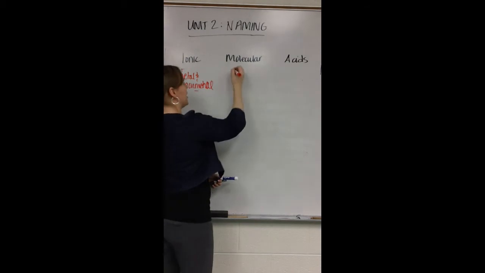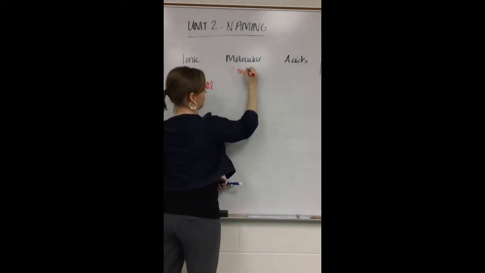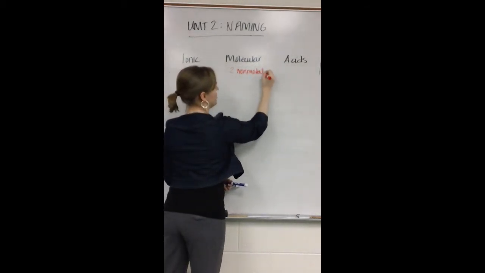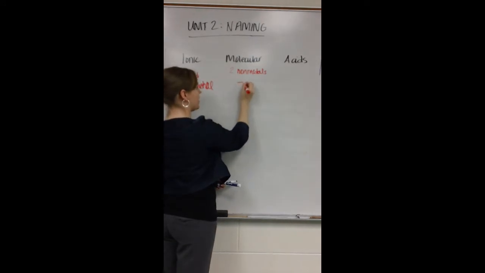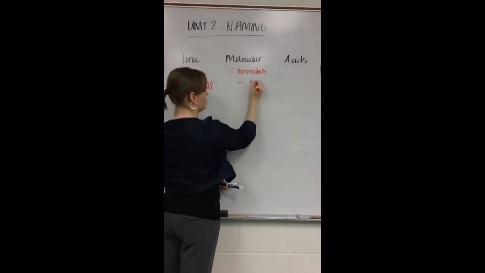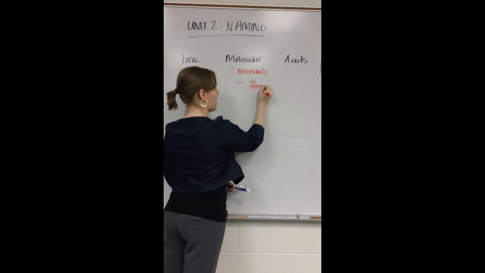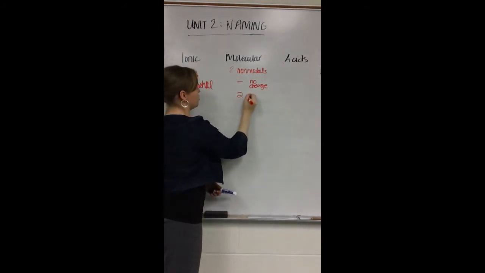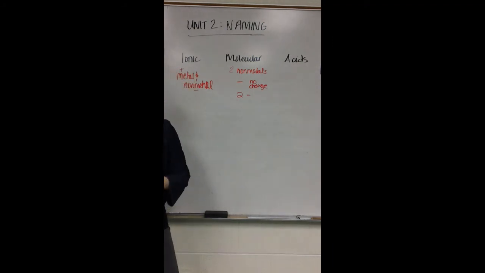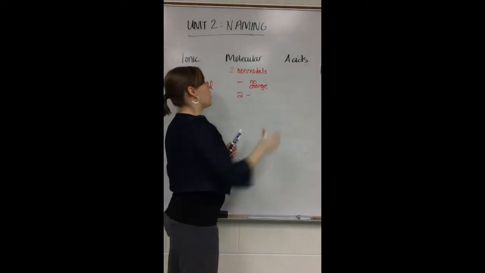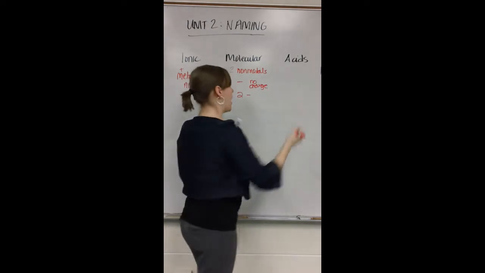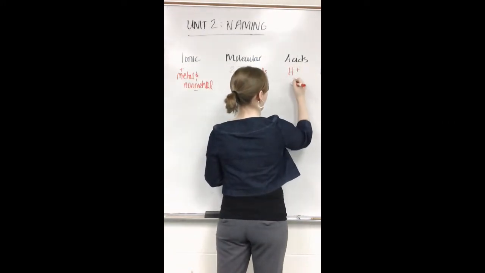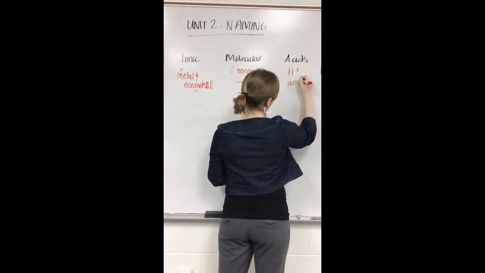For molecular, it's 2 nonmetals, which means I'm either going to have a negative and a no charge, like carbon or silicon, something in that 4th column, or I'm going to have 2 negatively charged ions. For an acid, I have to have an H plus and then an anion.